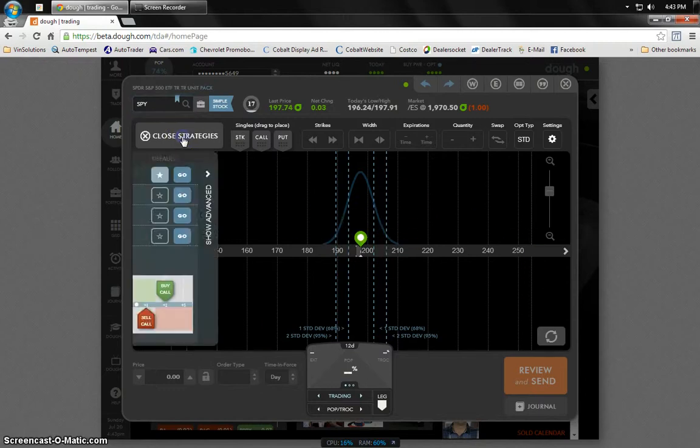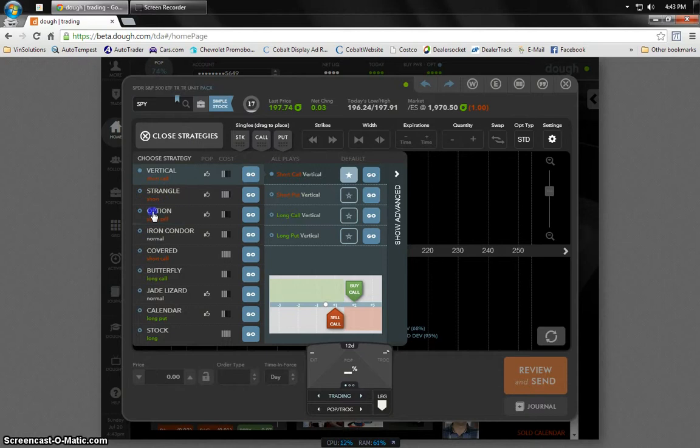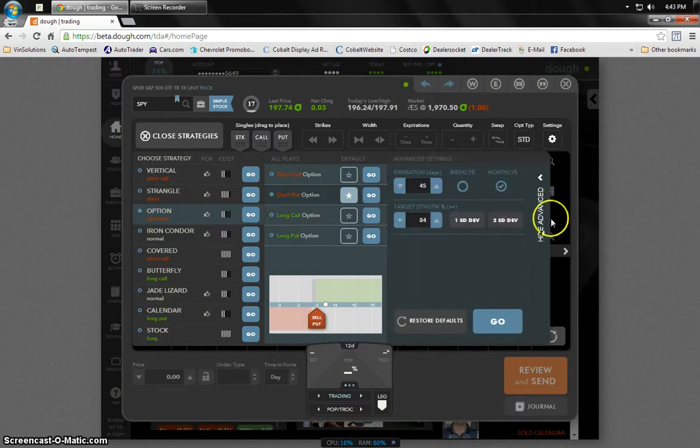You want to go to choose strategy, and you want to go to option. You want to make sure short put option is clicked. Short put just means selling a put. You want to make sure that star is there so it's default. You want to expand that. Make sure this says 45 days to expiration. You want to make sure your monthly is selected. You want to click on your 1 standard deviation icon, so this is 84% out of the money, and then you want to hit go.